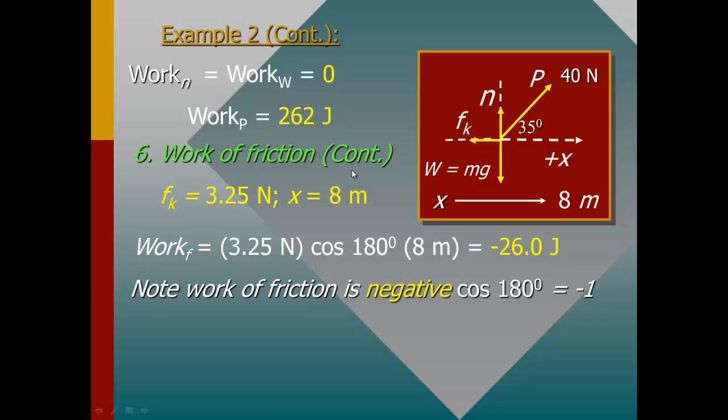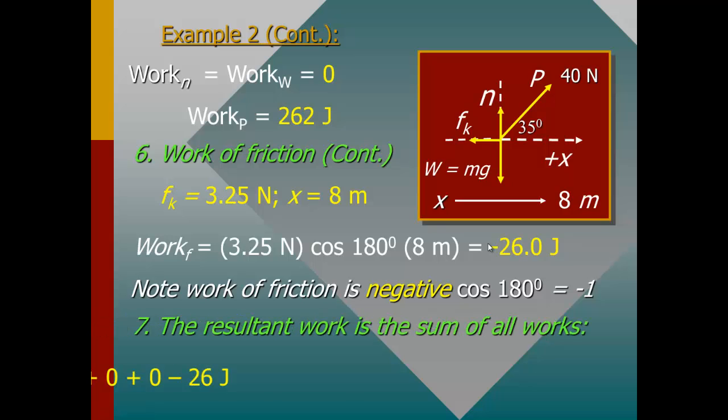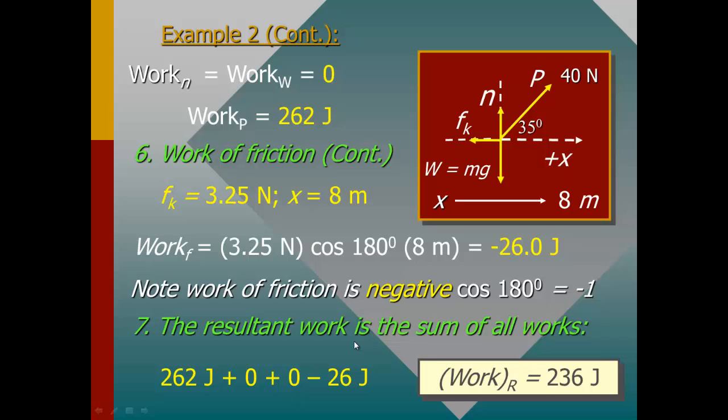To find the net work, and notice here it is cosine. Cosine of 180 is -1, and that's how we get that negative sign. So the resultant work is the sum of all the works. The first one we have is the work of the pulling force, normal, and the weight, and then lastly that done by friction. And so the net work would be 236 joules.